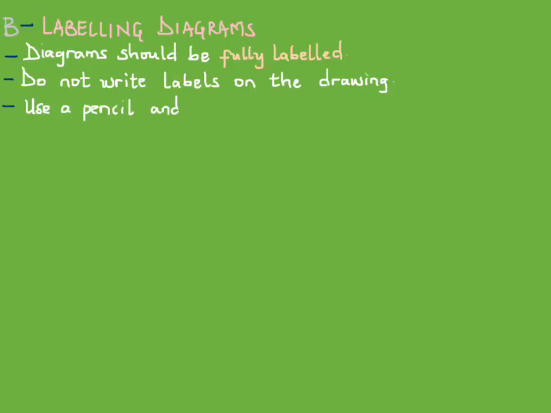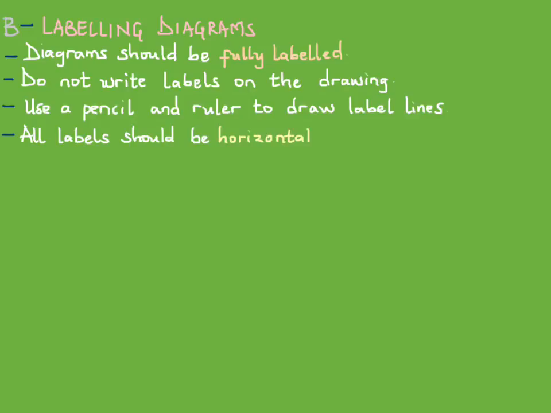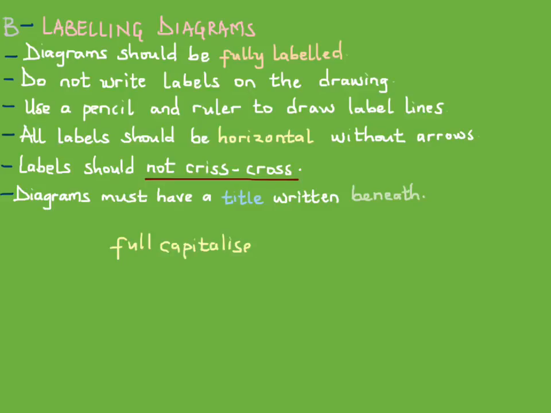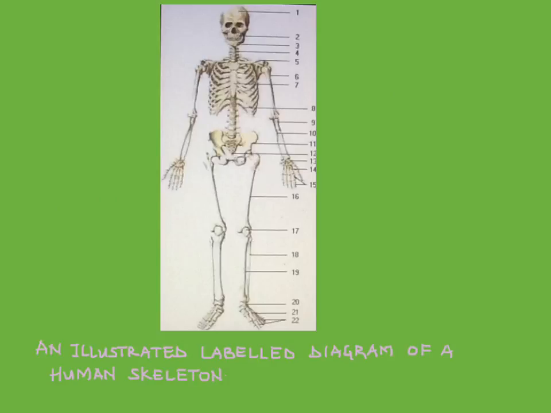Again, label lines must be drawn using a pencil and a ruler. All labels should be horizontal and should not have arrows at either end. Remember that label lines should not cross over each other. Finally, all diagrams must have a title written beneath. In writing the title, either all the letters must be uppercase letters, or if written otherwise, the title must be underlined.